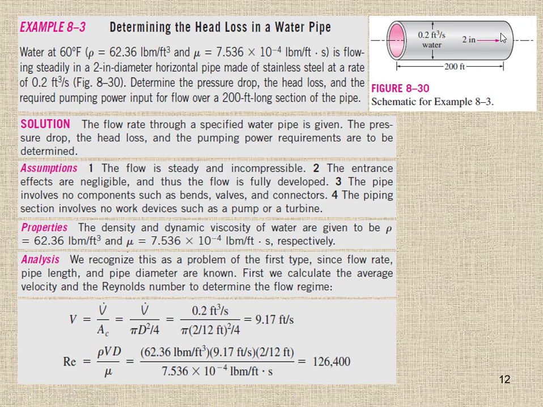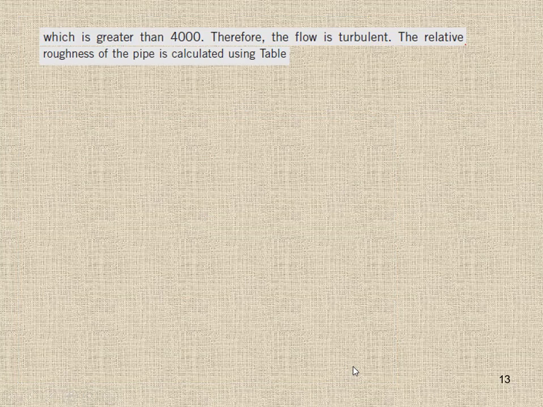Here you see the diameter is given in inches, but technically it is supposed to be in feet, so we convert it into feet, 2 by 12. Make sure you have converted all the data properly into the right system of units. The Reynolds number we calculated is 126,400, which is much greater than 4,000. Therefore the flow is turbulent. So it is determined.